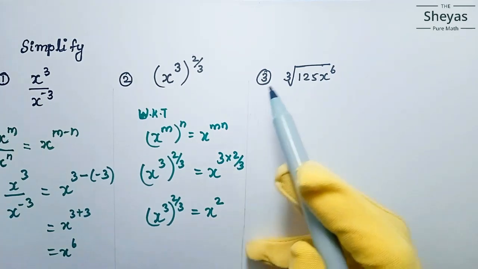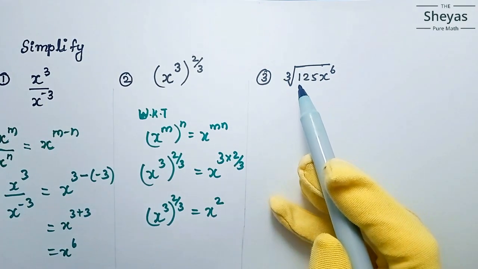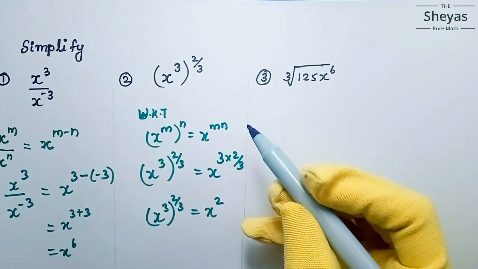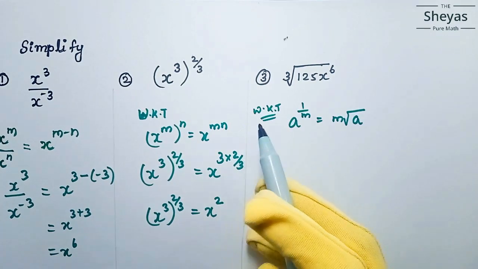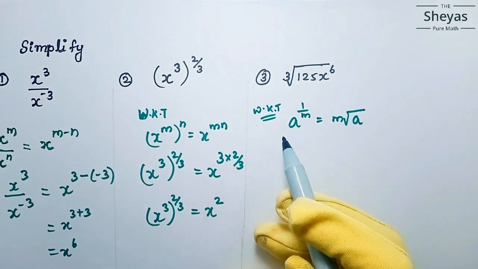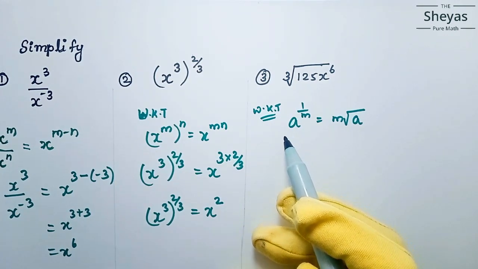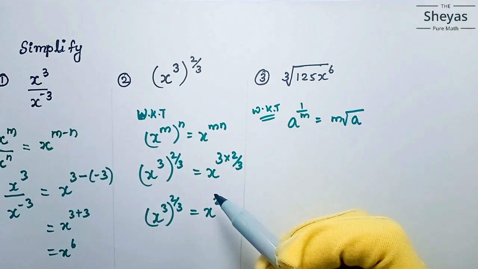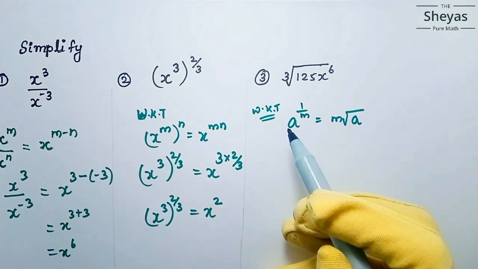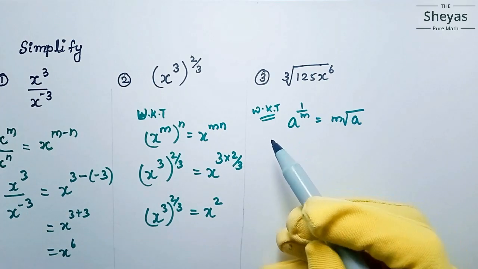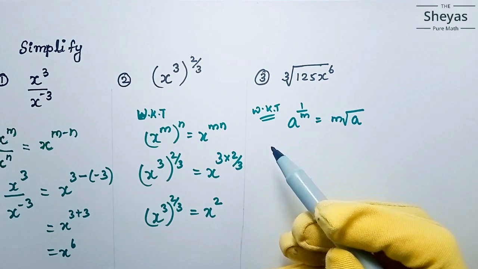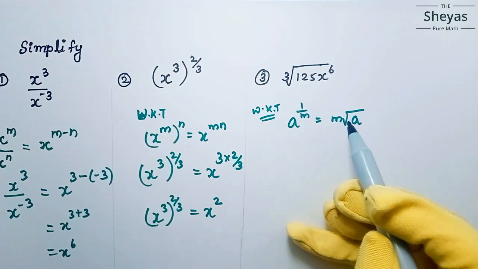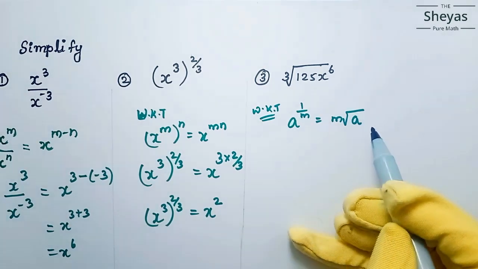The third problem is cube root of 125 x power 6. What is the formula we have learnt? We know what formula we have learnt in this law of indices. The previous two cases, we have learnt these formulas in my previous videos, you can refer to that. In this video we have discussed the laws of indices based on negative and fractional indices. So a power 1 by m can be written as mth root of a.